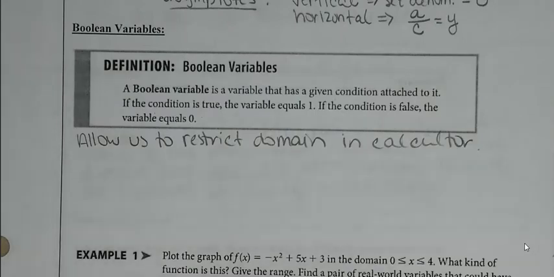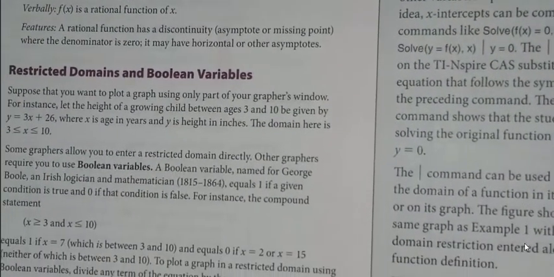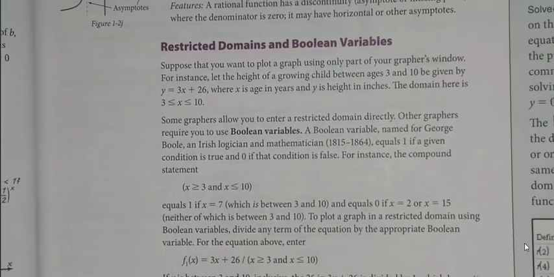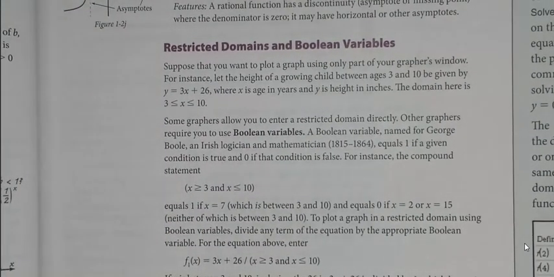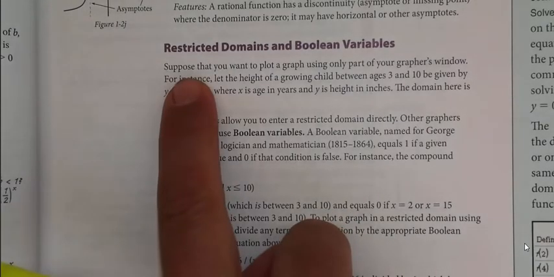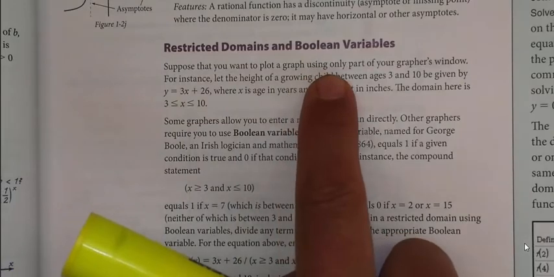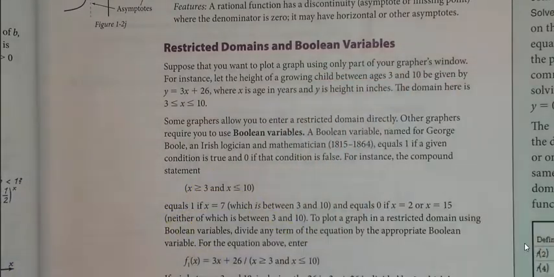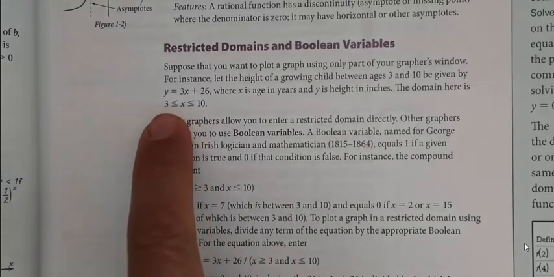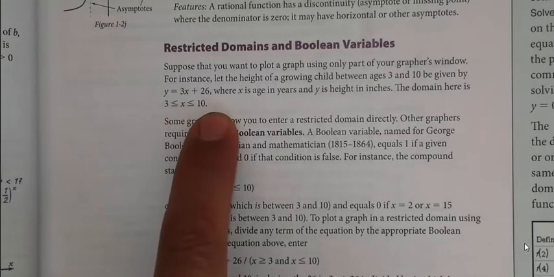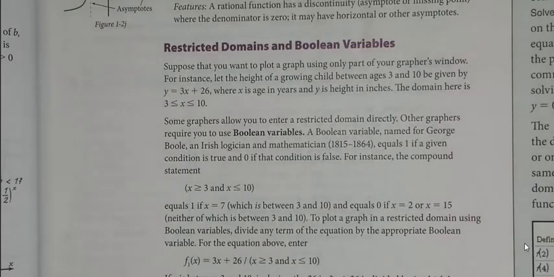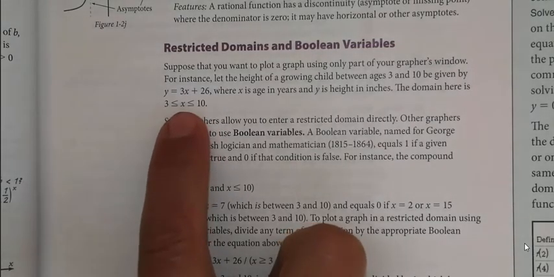Well, in our calculators, it's a little bit different. And there's some great information here. This is page 11 in your textbook. But basically, Boolean variables are going to let you plot a graph using only part of the window. So that's how we restrict our domain. So for example, if I wanted to restrict my domain between 3 and 10, I'm going to have to divide out all the numbers between 3 and 10.